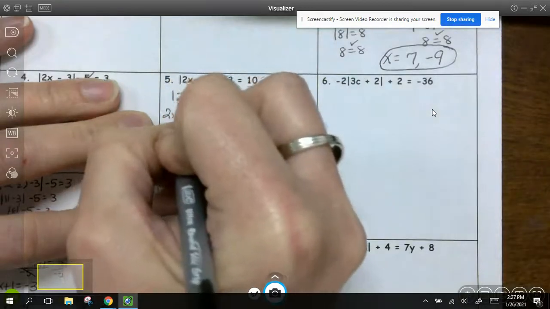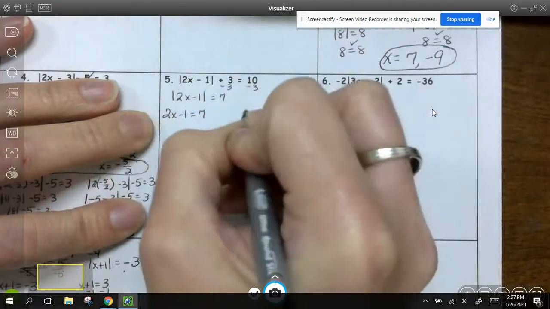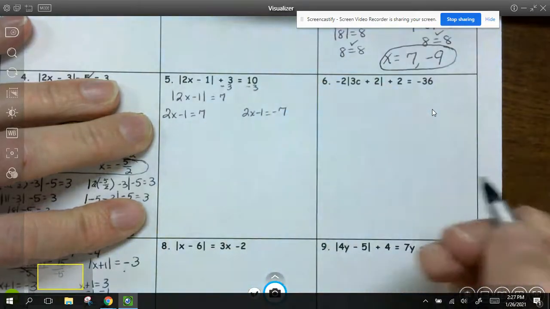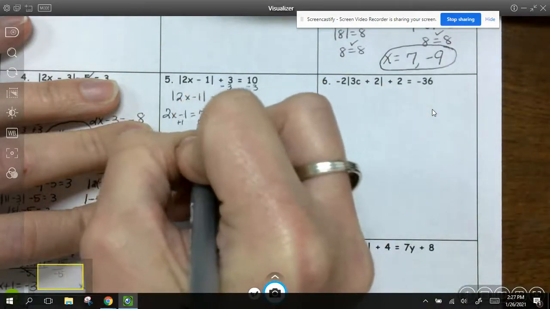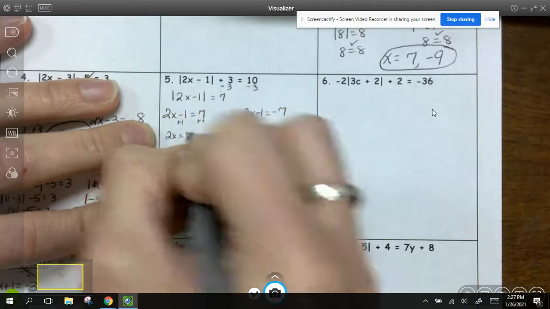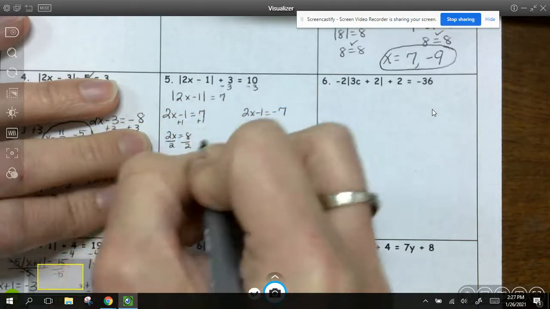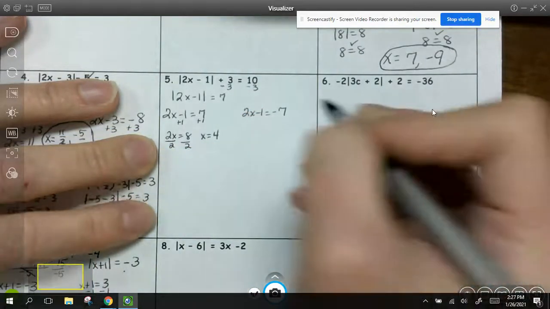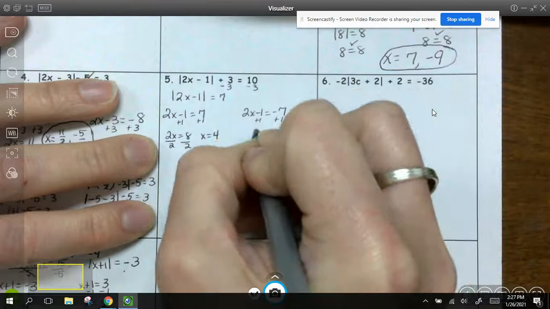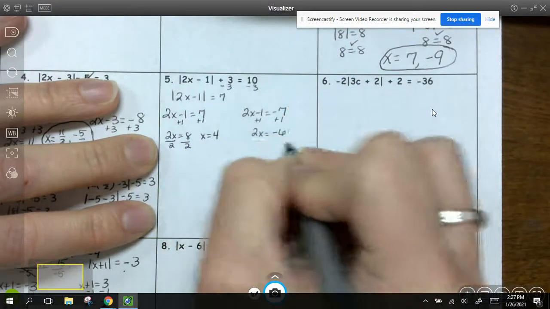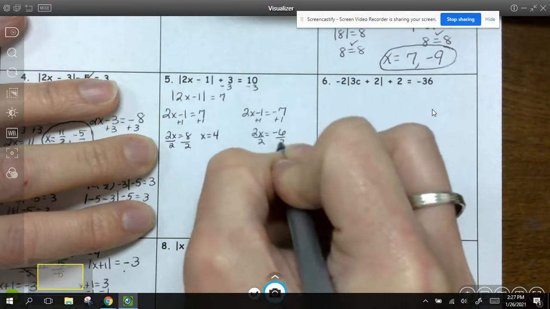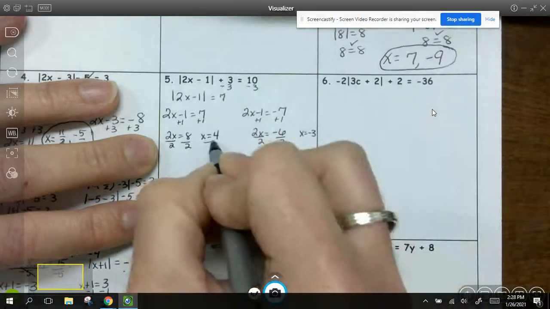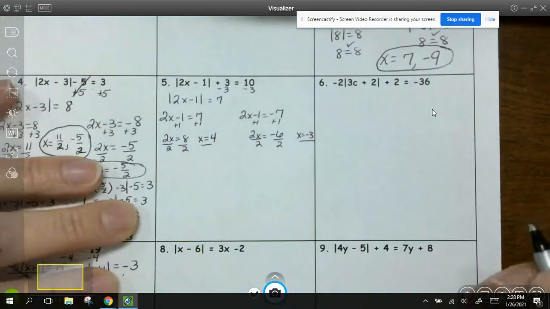Then we're going to rewrite this as two equations. 2x minus 1 equals 7, 2x minus 1 equals negative 7. Okay, to solve this one, we're going to add 1 to both sides. This is 2x equals 8. Divide by 2, and we get x equals 4. It's one of our solutions. Over here, we add 1 to both sides. 2x equals negative 6. Divide by 2, and we get x equals negative 3. So I have two solutions to check. x equals 4 and x equals negative 3.